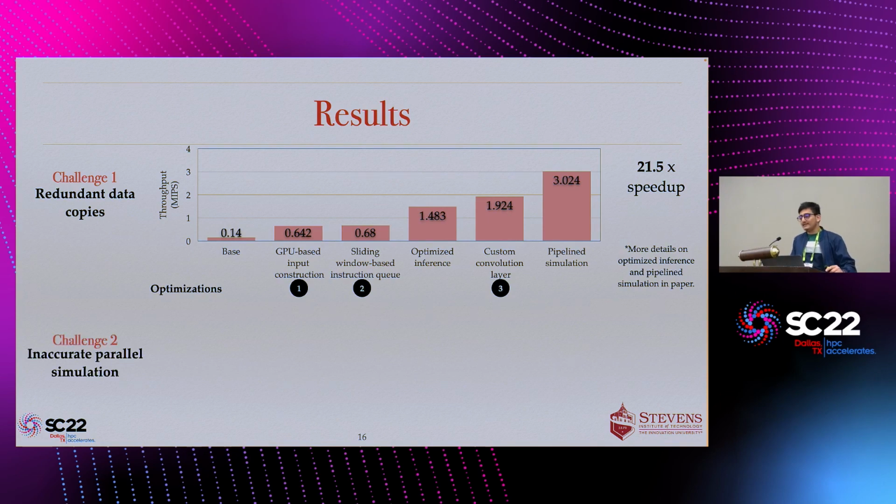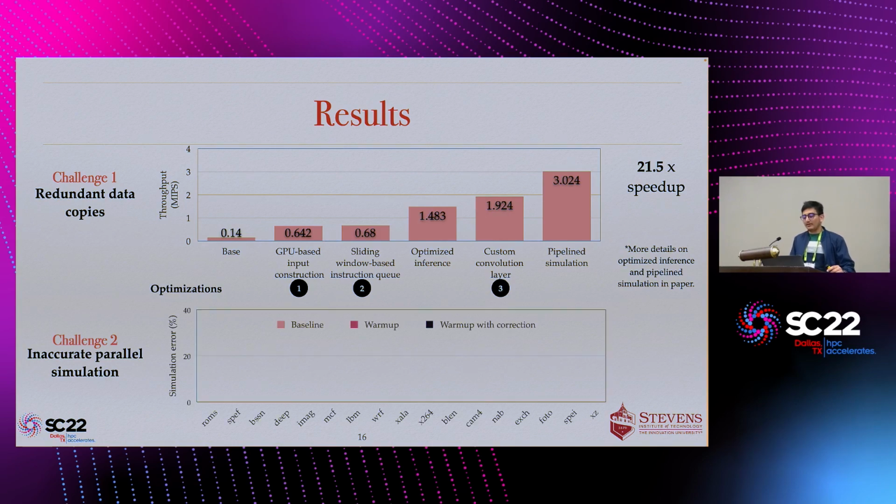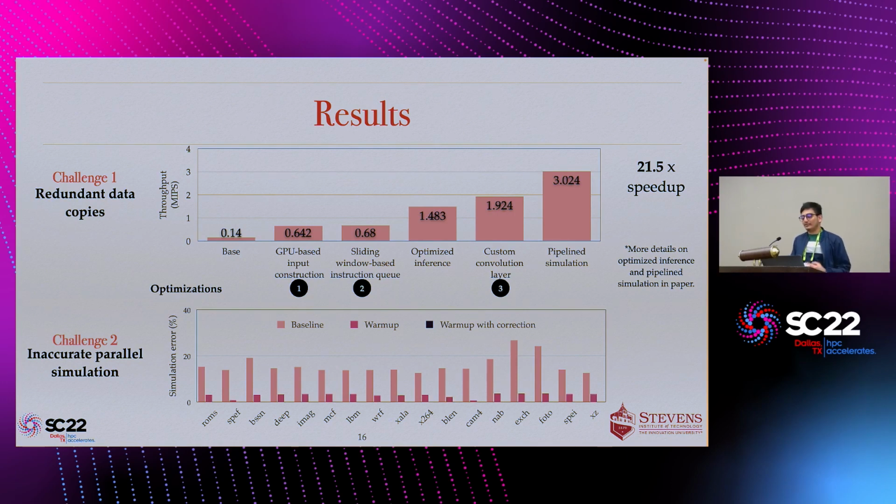And our next challenge is to get accurate parallel simulation. And for that, we compare the simulation error for 17 benchmarks without any optimizations and with optimizations. So the baseline error is around 17% on average. And when we introduce warm-up, the simulation error reduces to around 6% on average. And with introduction of correction, the simulation error further decreases to 2.3% on average. So this is a significant reduction in simulation error while achieving higher parallelism with more partitions.